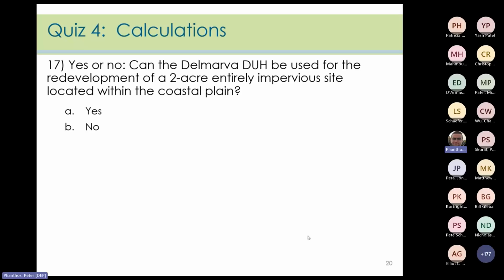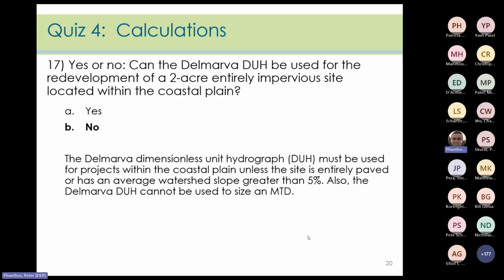Number 17, yes or no? Can the Delmarva dimensionless unit hydrograph be used for the redevelopment of a 2-acre entirely impervious site located within the coastal plain? The correct answer is no. The Delmarva dimensionless unit hydrograph must be used when modeling watersheds within the coastal plain region of New Jersey, with just a few exceptions. It cannot be used to size a manufactured treatment device, or MTD, as it may underestimate the peak flow rate entering the MTD.